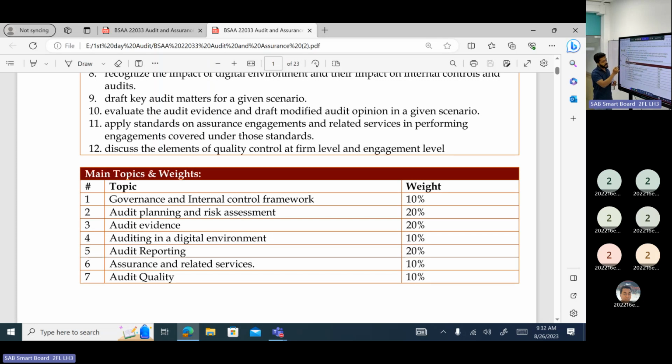Assurance services can be divided into audits and non-audit, in the sense of lower level assurance. Audit and lower level assurance. So what are the non-audit services? Like AUP, compilation.